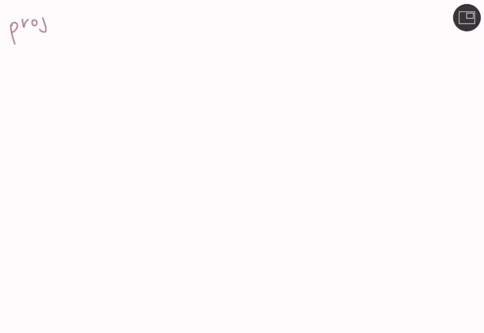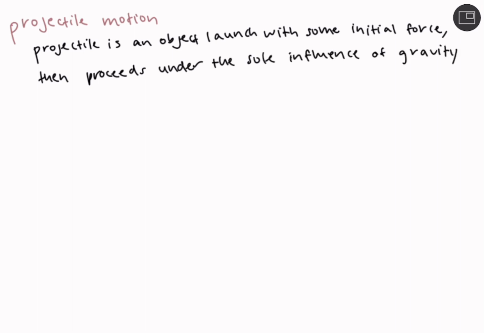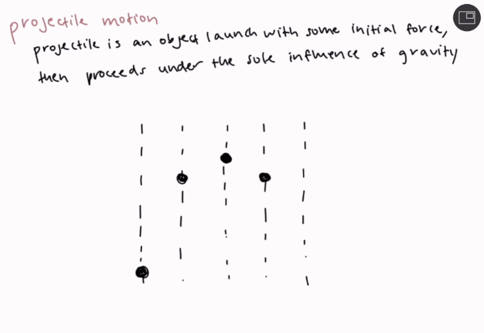Now we are down to our very last topic of this unit, which is projectile motion. A projectile is an object that's launched with an initial force and then proceeds under the sole influence of gravity. So just to be clear, we don't really care about what the force is, we really just care what happened to the object. Now I'm just going to draw a scenario of where an object is being launched with a certain force and it lands at the same height that it started at.